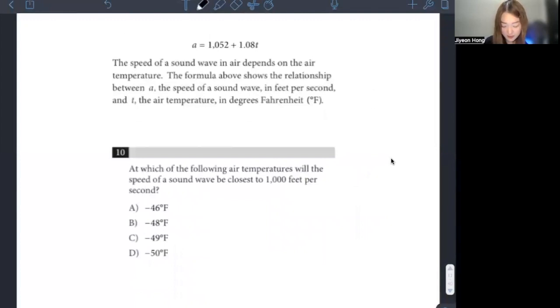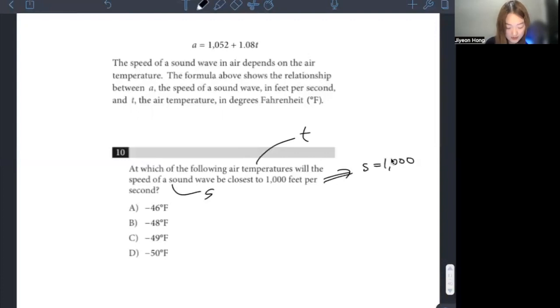Air temperature is equal to T. Speed of a sound wave is S. So it's telling us S is closest to 1,000 feet per second. In other words, S is equal to 1,000, and then I need to solve for T. So we're going to go ahead and solve for this. You can use the equation from before, or this same equation, it doesn't matter. So I'm going to plug it in.